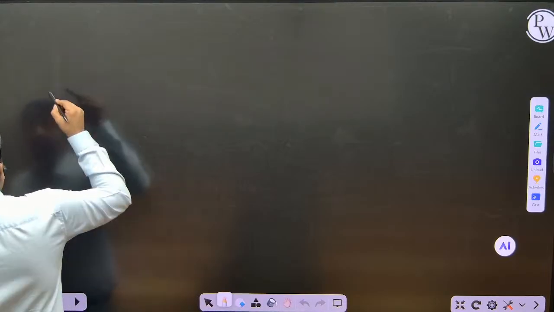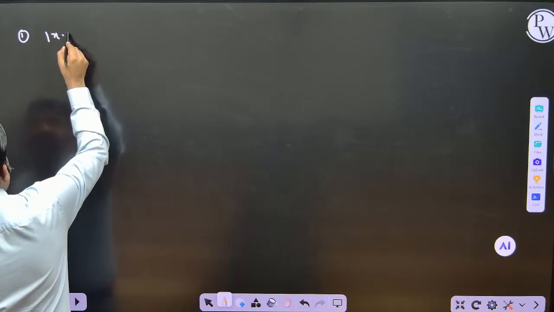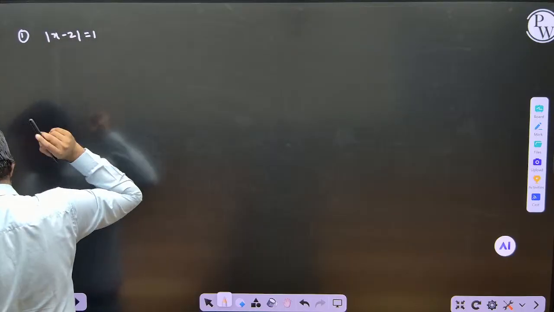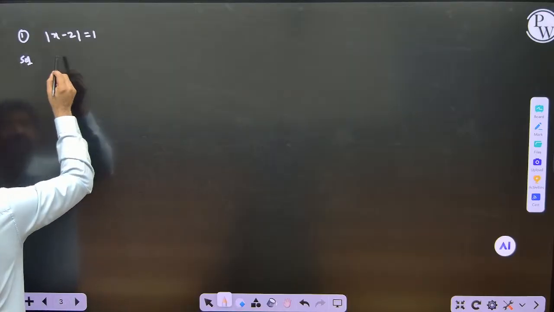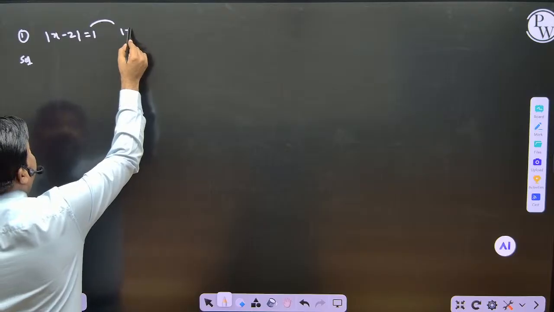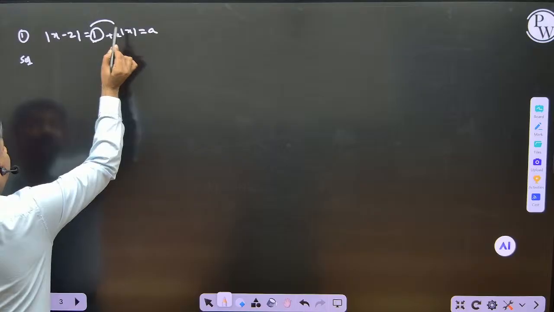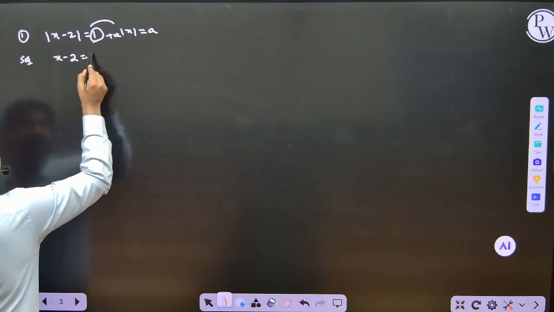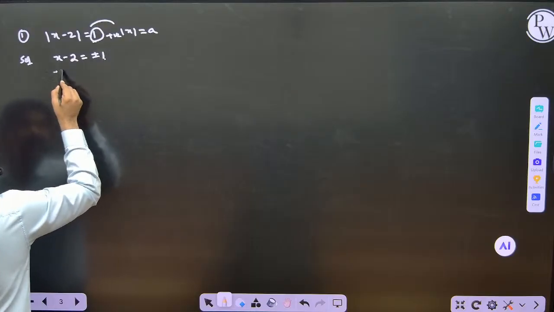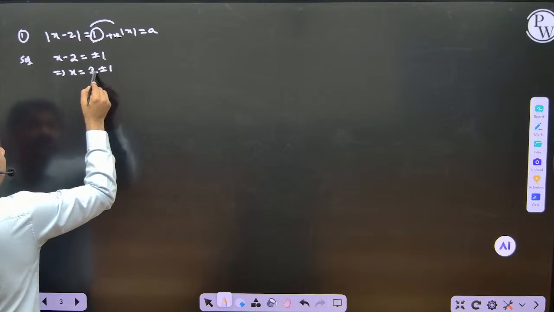Now see the questions here. Question number 1, solve it. Modulus of x minus 2 is equal to 1. This looks like which form? Mod x is equal to a form. A is positive, so no problem. Now eliminate the modulus. What happens? It is plus or minus 1. That implies x is equal to 2 plus or minus 1.